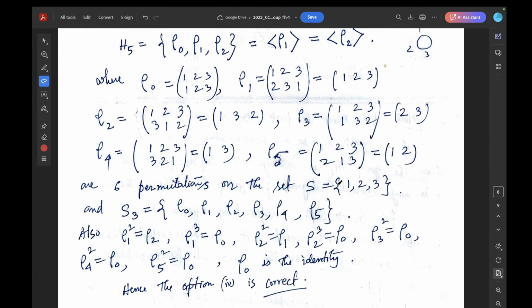So there are 6 permutations on the set S. And rho 1 squared equals rho 2, rho 1 cubed equals rho 0, rho 2 squared equals rho 1, rho 2 cubed equals rho 0, rho 3 squared equals rho 0, rho 4 squared equals rho 0, and rho 5 squared equals rho 0, and rho 0 is the identity element.